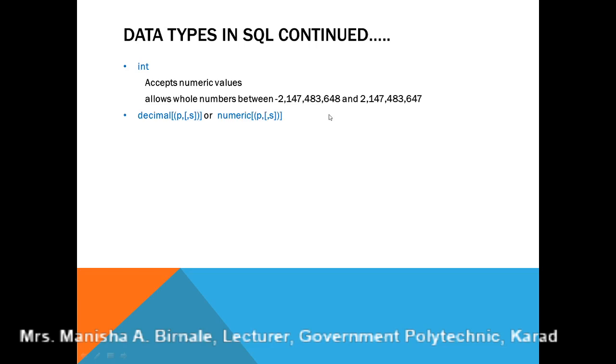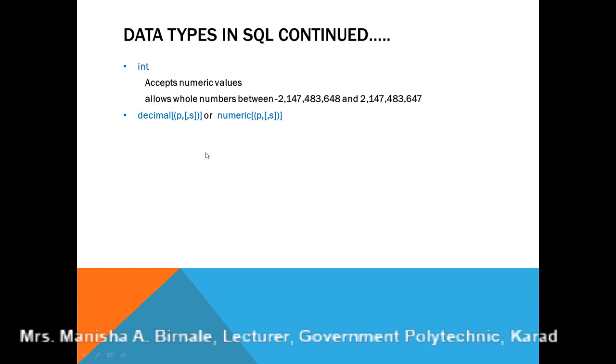There is another data type which is decimal or numeric. Here the square bracket indicates that it is optional. It is not compulsory. P comma S: P means precision, S means scale. So decimal or numeric or just number, all three are the same.